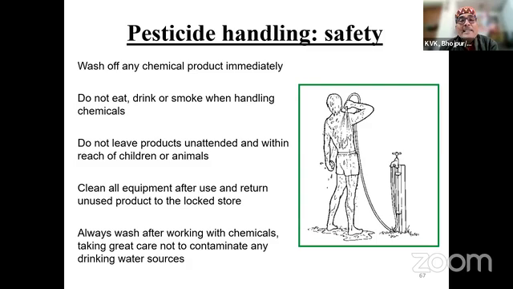Pesticide handling safety: before and after use of this pesticide, one should make themselves clean. Wash off any chemical product immediately. Do not eat, drink, or smoke when handling the chemicals. Do not leave product unattended and within reach of children or animals. Clean all equipment after use and return unused product to a locked store. Always wash after working with chemicals, taking great care not to contaminate any drinking water source.